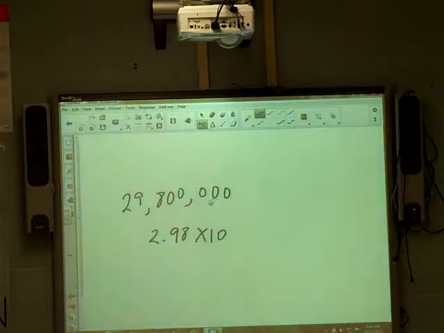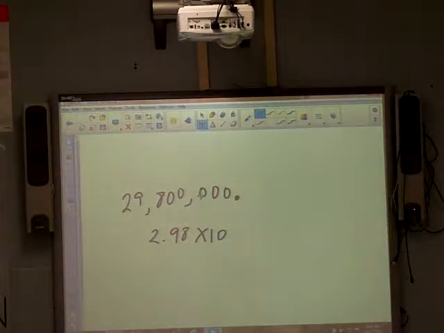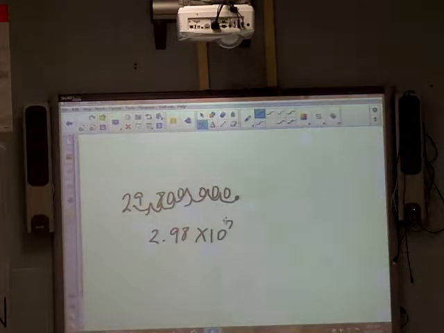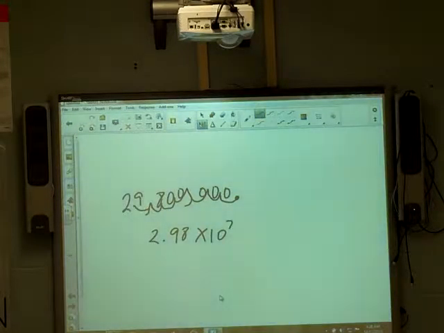Now, the decimal point originally, if there's not one written, it's understood to be at the back, on the back right. To get from there to behind the 2, I moved it 1, 2, 3, 4, 5, 6, 7 times. So that would be to the 7th power. That's about 7th grade stuff there. Y'all remember that? Yeah, that's easy.